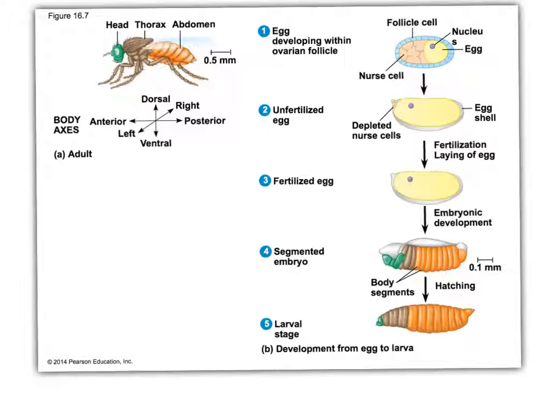The wings are attached to what part of the body? The thorax. In the adult, where are the antennae? On the head. In the adult, where are the legs? On the thorax. All right? So that's the normal order of body parts. Okay? But now if we change that, if we alter what's there, we can change what happens.